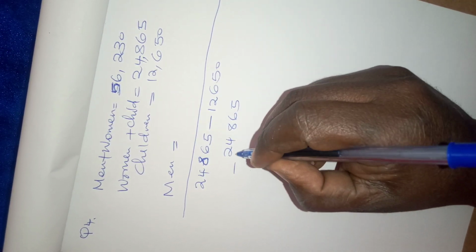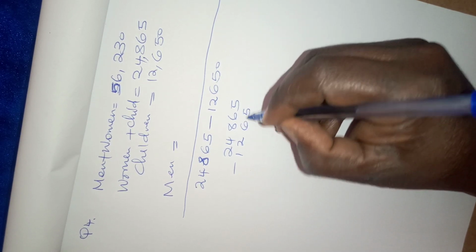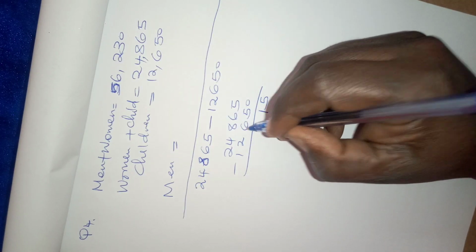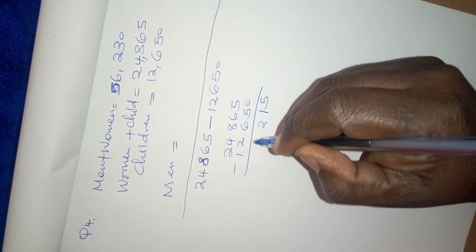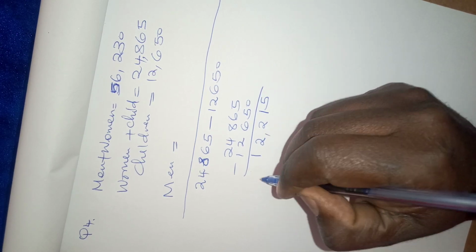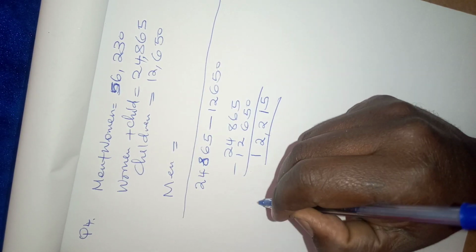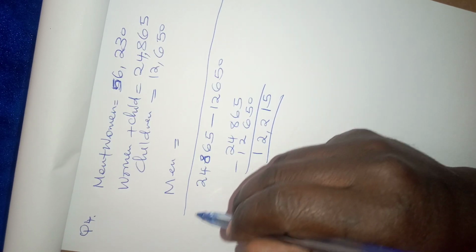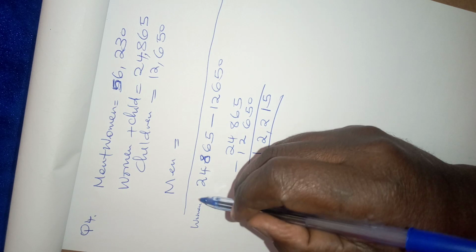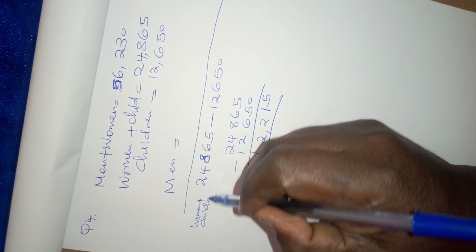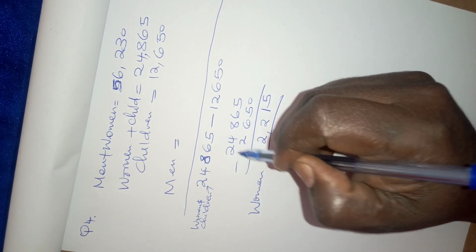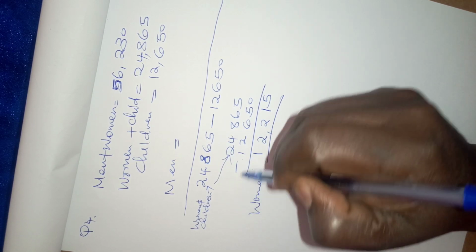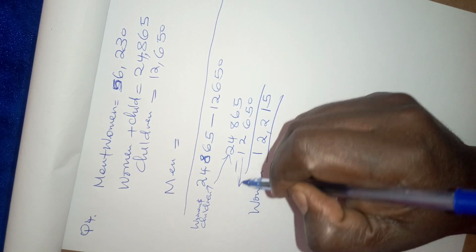So we can do this. 24,865 take away 12,650. 5 take away 0 is 5, 6 take away 5 is 1, 8 take away 6 is 2, 4 take away 2 is 2, and 2 take away 1 is 1, giving 12,215. So this one now forms the number of women, because the earlier one we had was women and children, and this one here was children alone.